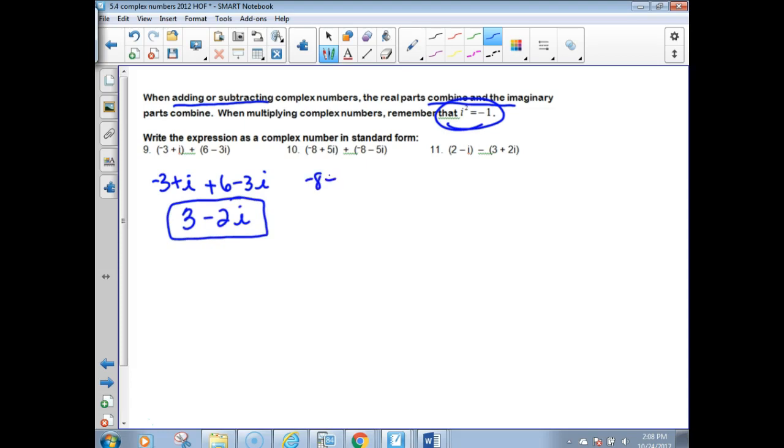Number 10, drop the parentheses. I do have addition, so I don't have to worry about much when I drop the parentheses. It's when I have a subtraction that I do. So now I say negative 8 minus 8 is negative 16, and then the i's are opposite, so that drops out.